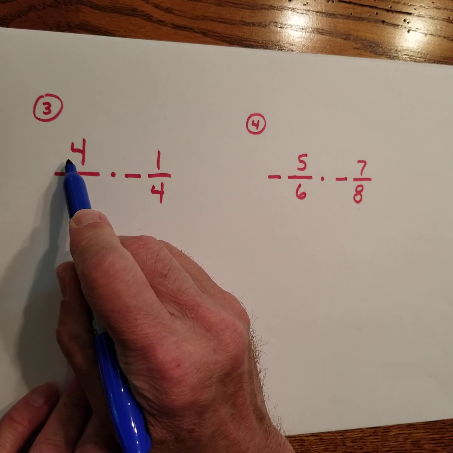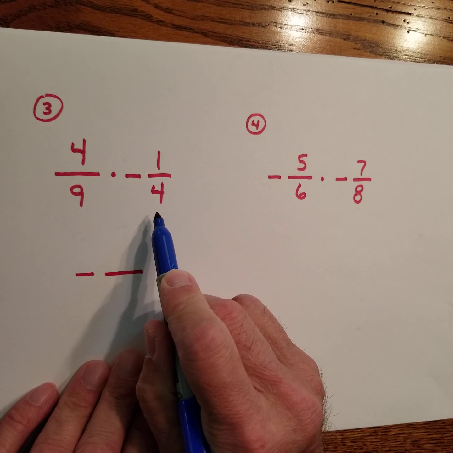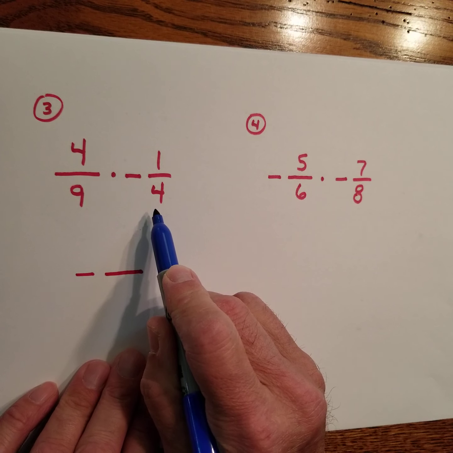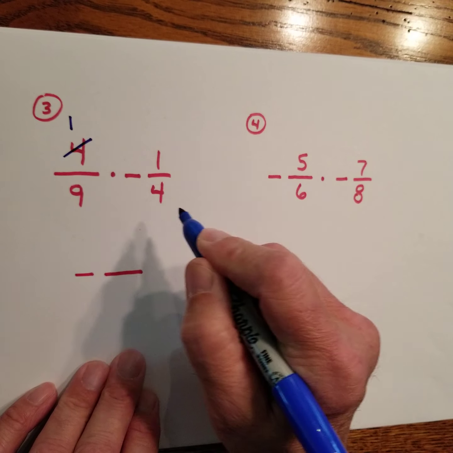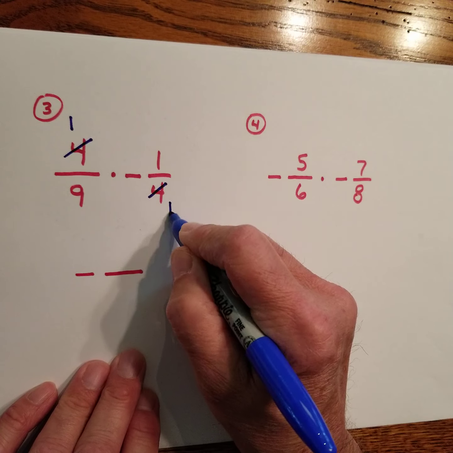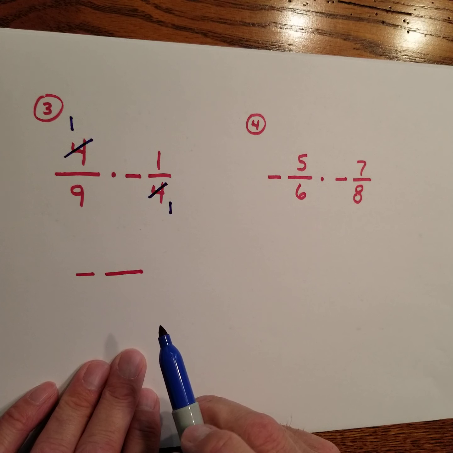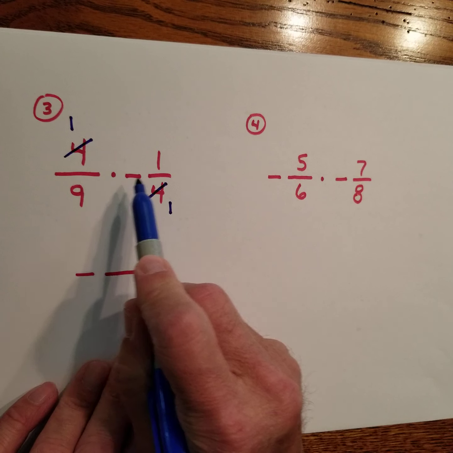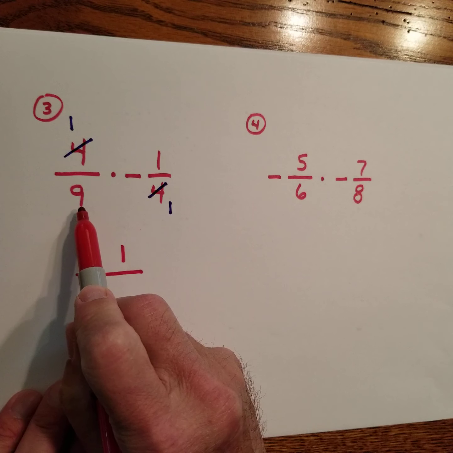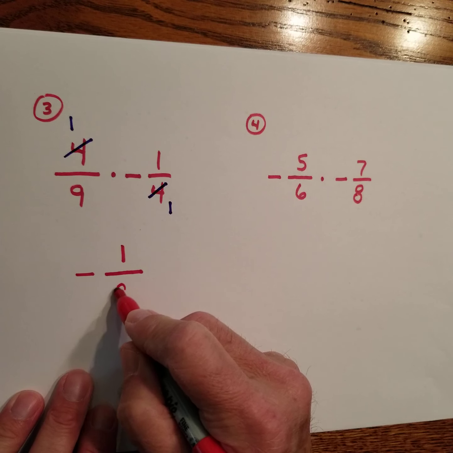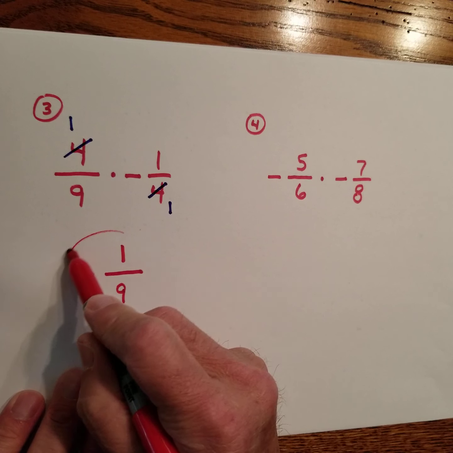Hey, look, if that's a 4 and that's a 4, those are certainly both divisible by 4. 4 goes into 4 one time. 4 goes into 4 one time. Now my tops are 1 times 1. My bottoms are 9 times 1. Final answer, negative 1/9.